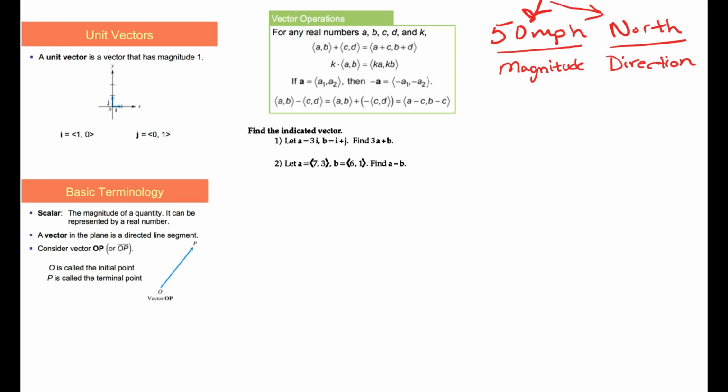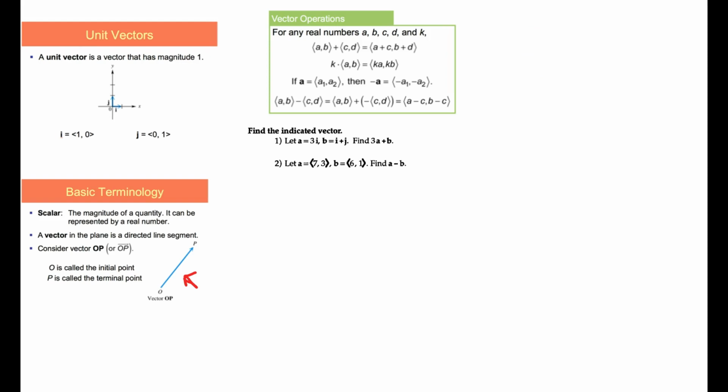So scalar magnitude of a quantity can be represented by a real number, and a vector in the plane in this case is a directed line segment. So we've got a vector that we're looking at right here, and they call this the vector OP. It has an initial point O and a terminal point P. That's where it ends. All right. And so we're going to talk about vectors and what exactly those things are and how we can apply them. So let's take a look at a couple of problems.